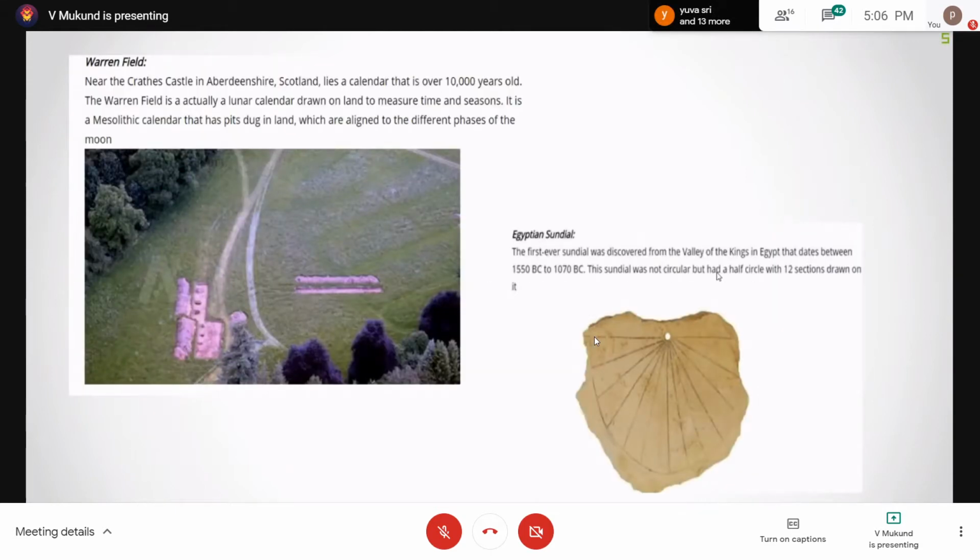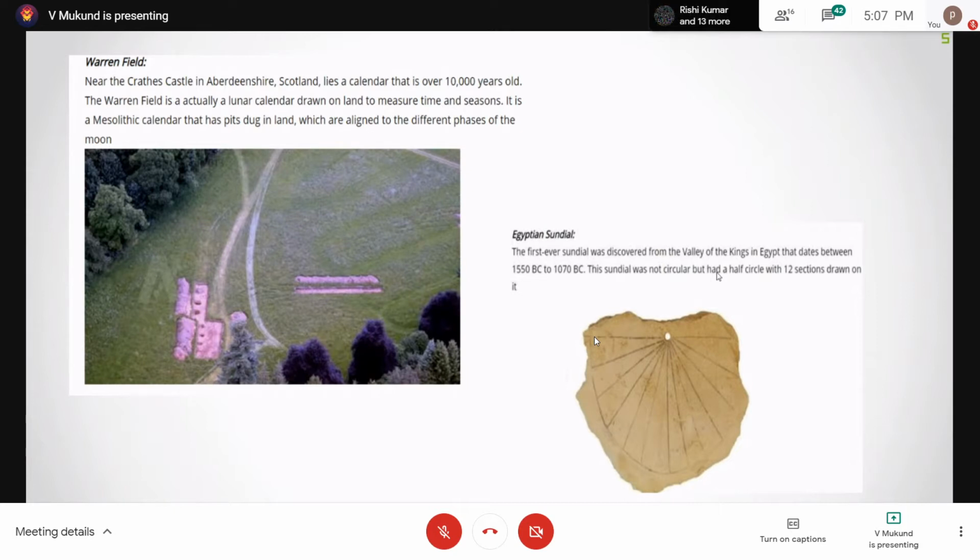This is one of the things that was recently found: near the Crathes Castle in Aberdeenshire, Scotland, lies a calendar which is over 10,000 years old. The Warren Field is actually a lunar calendar that was used to measure time and seasons. It was aligned in different phases such that the moonlight falls on it, and they could get to know at what time it regularly falls each year, and at what day and month they are. It was a sort of calendar or year tracker for them.